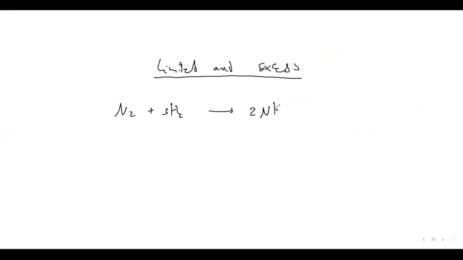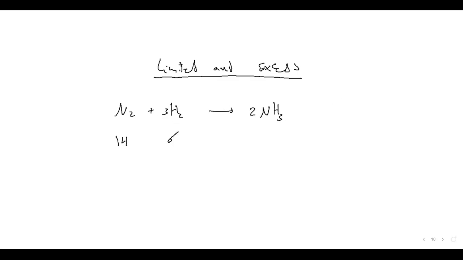After that, limited and excess. For limited and excess, if we have, for example, N2 plus 3H2 gives 2NH3. Limited and excess. For example, if we have 14 grams and we have 6 grams, which one is limited and which one is excess for the reactants?